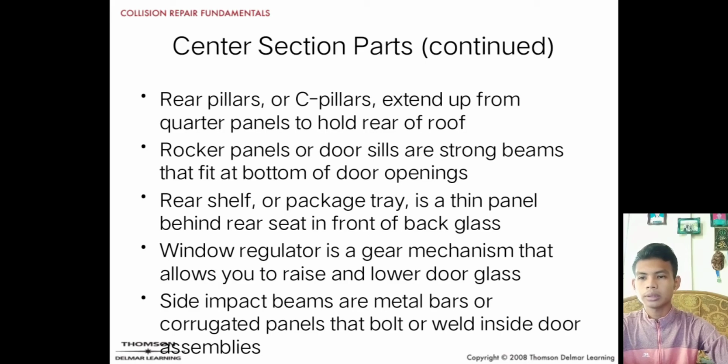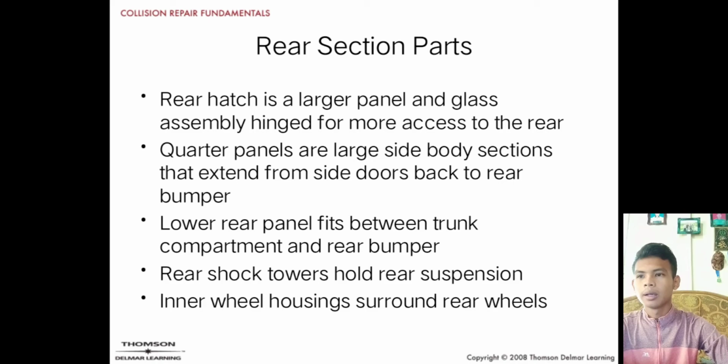Window regulator is a gear mechanism that allows you to raise and lower the door glass. Side impact beam is a metal bar or corrugated panel that is placed inside the door assembly. Rear hatch is a large panel and glass assembly, hinged at the top for more access to the rear.